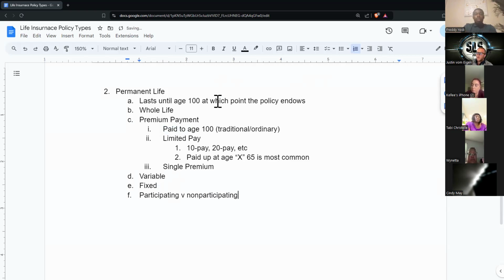Okay. Limited pay is 10 pay. So say I'm like, okay, this is how many years they're going to pay it for. If I want to pay this for 10 years and then be done, I don't want to make any more premium payments at 44 years old, that's called a 10 pay. 20 pay would mean I pay for 20 years, whatever.